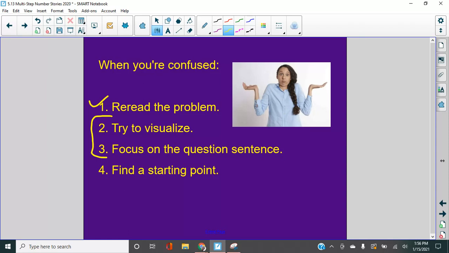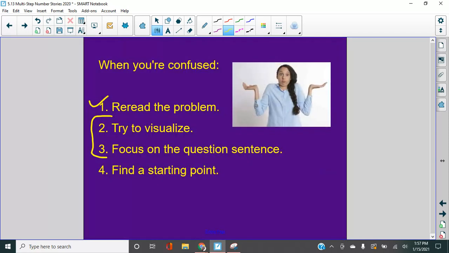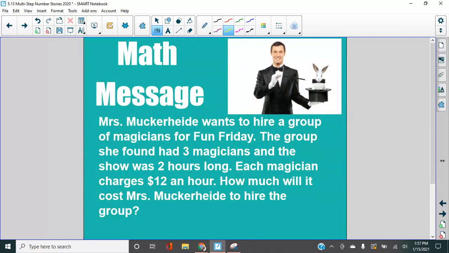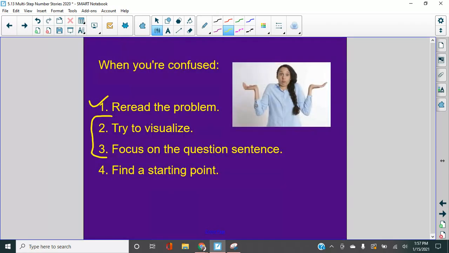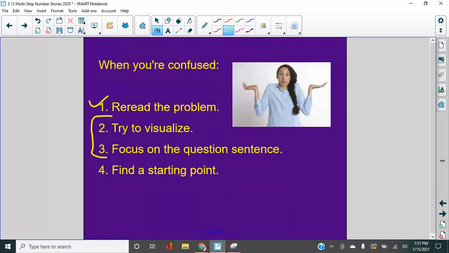You need to try to see the people and the places and what's happening. So have a person, it's almost always a person in this problem. It's Mrs. Muckerhide. So imagine a teacher. If you know what she looks like, imagine her. And then where is she? Well, it looks like she is at school. Maybe she's at her house. Just get a picture, get that place. And then what's happening? Well, she's trying to pay these magicians. There's 3 of them. So if you can get that picture in your mind with this teacher and 3 magicians, and they're at school and she has to pay them, you are head and shoulders above somebody who hasn't done that yet.